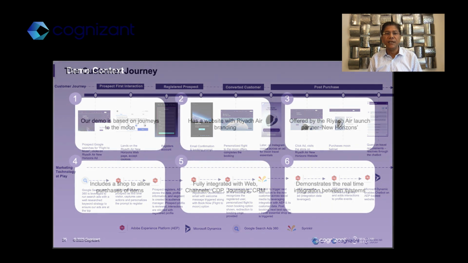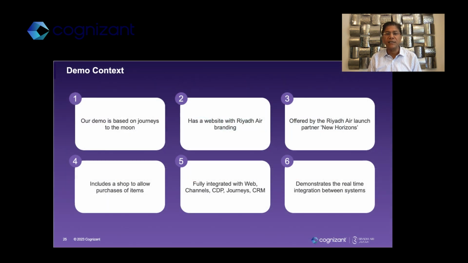You'll also see references to New Horizons. And the reason you're seeing that is that in our demo, we have assumed that there's a launch partner involved when Riyadh launches itself, and they're called New Horizons, and you'll see the word New Horizons appear on many of the communications. The demo is based on the journey I've just shown you, which is to promote flights to the moon.